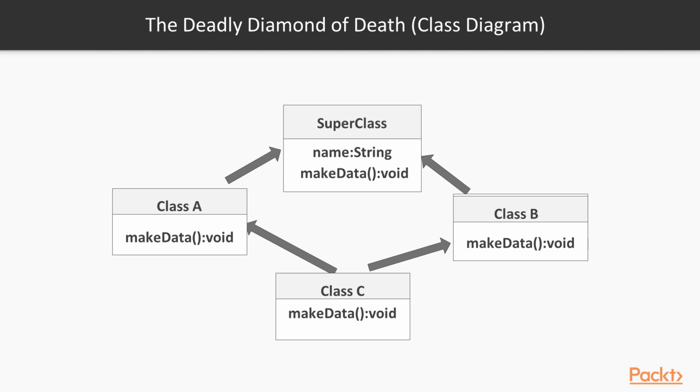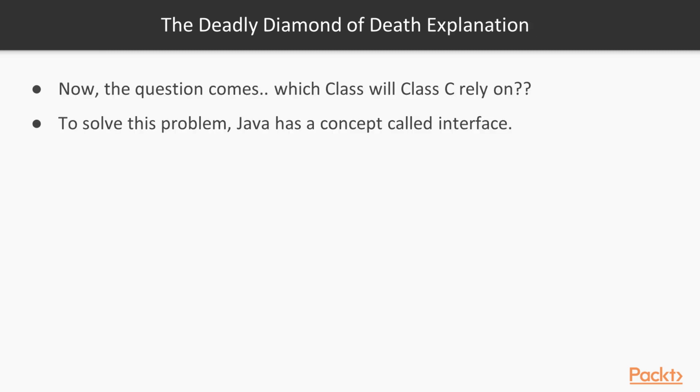So it creates major confusion for class C as to which of these classes it should prioritize or depend on completely. That is where the major question comes in: which class will class C rely on? To solve this problem, Java has a concept called interface. So let's move on to the major topic of first understanding the introduction to interface.